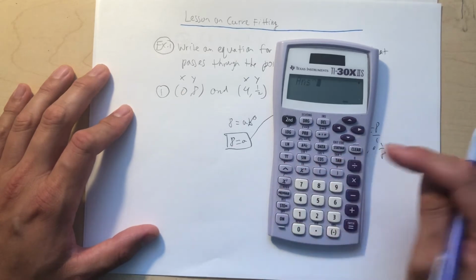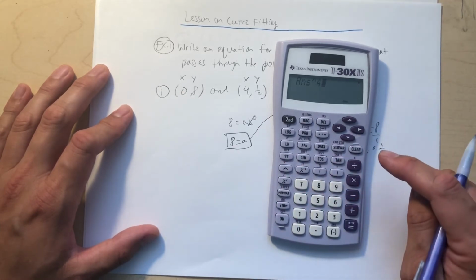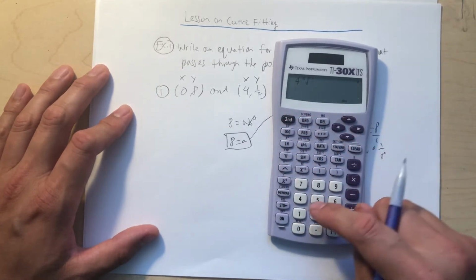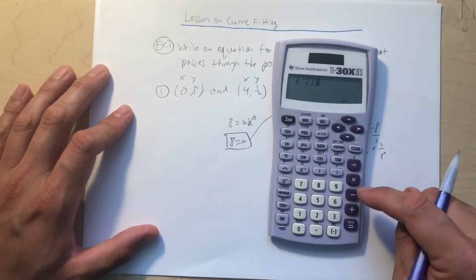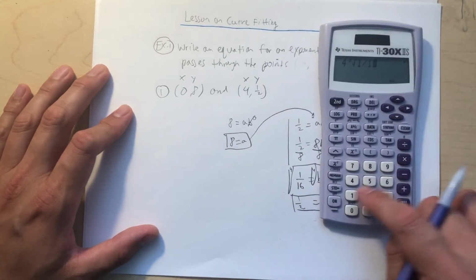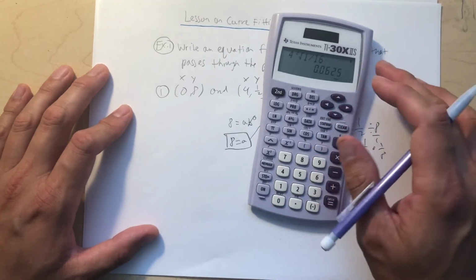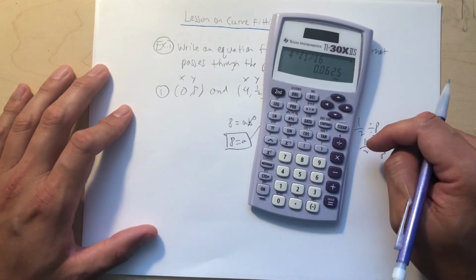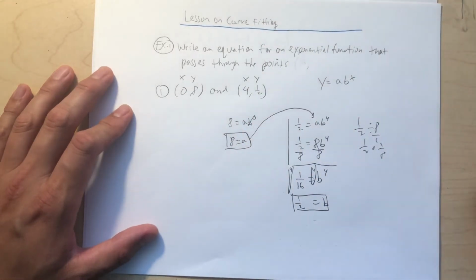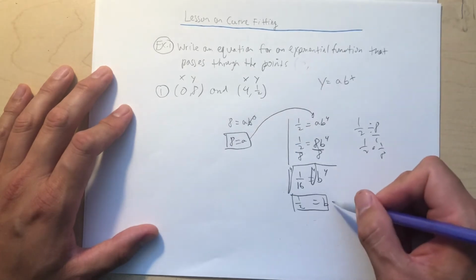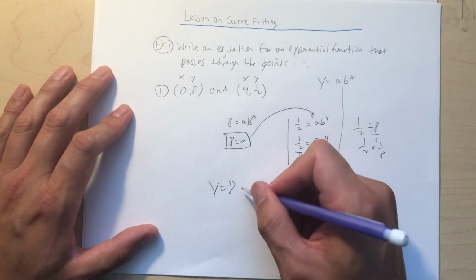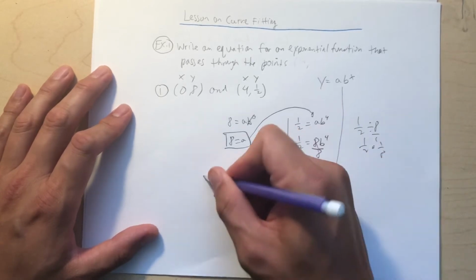You can always use the calculator button right over here. Let me see if it works real fast. So this is 4, clear, and then you press this button right here, 1 divided by 16. Let's see if that works. It doesn't work, but anyway, that one's a little bit trickier. But anyway, B is 1/2. Now that we have our A and our B, we plug both of them back into the equation. Y is equal to 8 times 1/2 to the X, and you're done for that one.